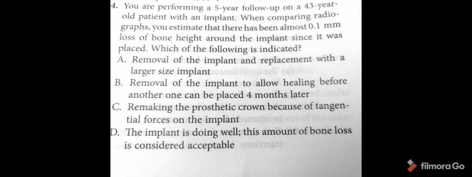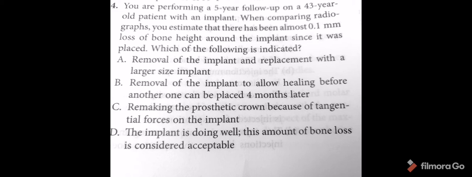You are performing a 5-year follow-up on a 43-year-old patient with an implant. When comparing the radiographs, you estimate that there has been almost 0.1 mm loss of bone height around the implant since it was placed. Which of the following is indicated? Removal of implant and replacement with a larger size implant, removal of implant to allow healing before another one can be placed 4 months later, remaking the prosthetic crown because of tangible force on the implant. The implant is doing well, the amount of bone loss is considered acceptable.